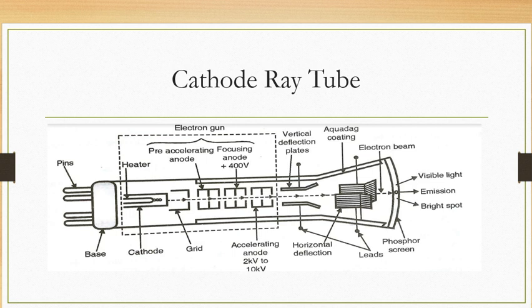Okay, so this basic theory is used for the deflection of the electron beam. Again, I am repeating, electrons are negatively charged particles, and due to this they are attracted by positive charge and repelled by negative charge.